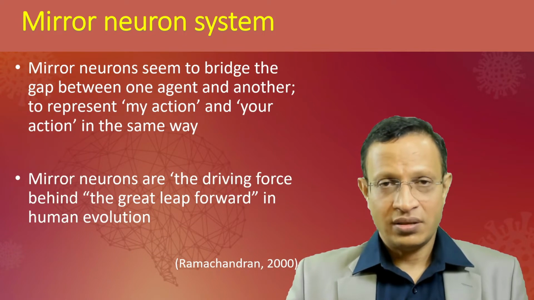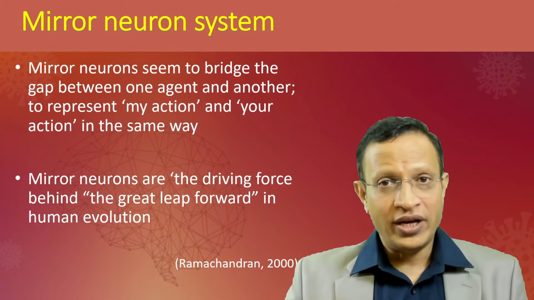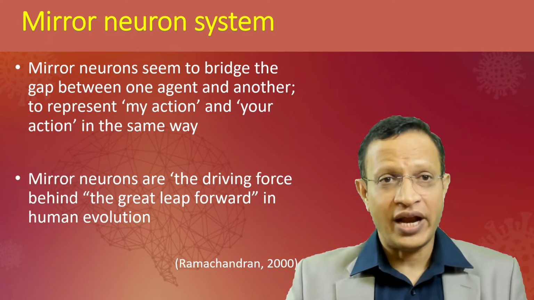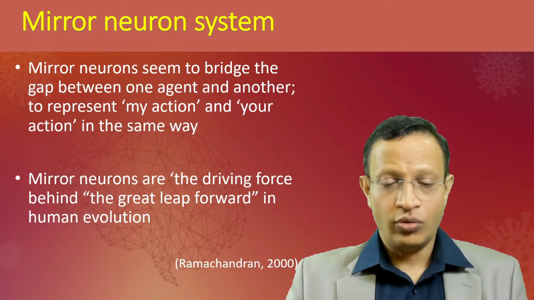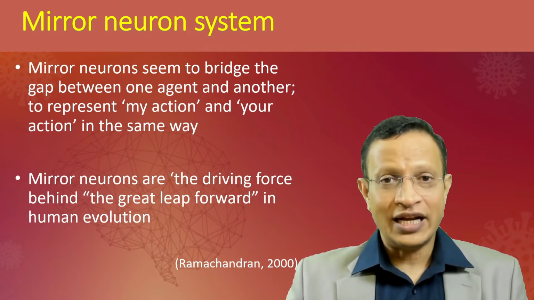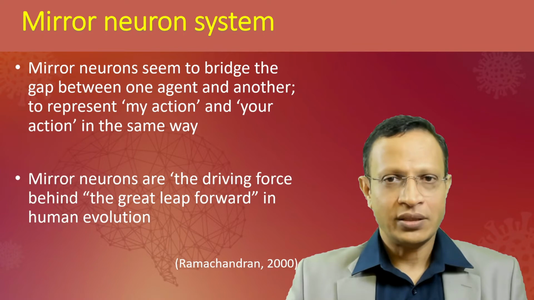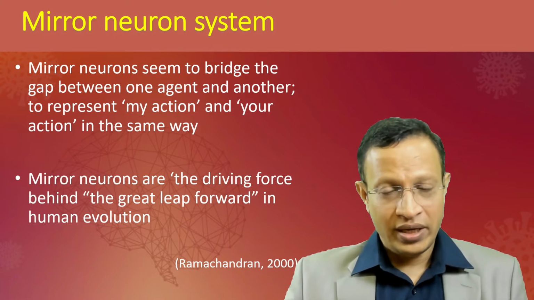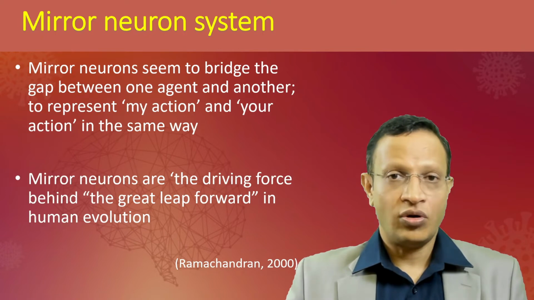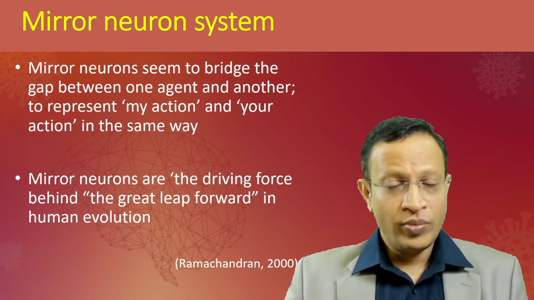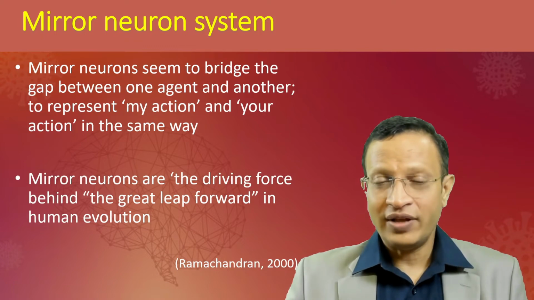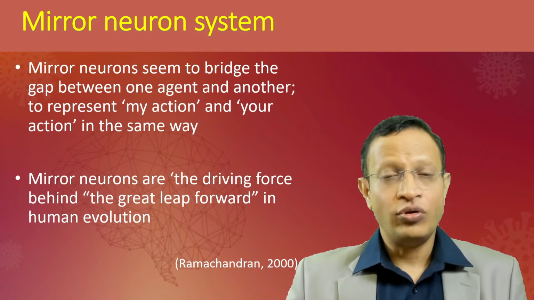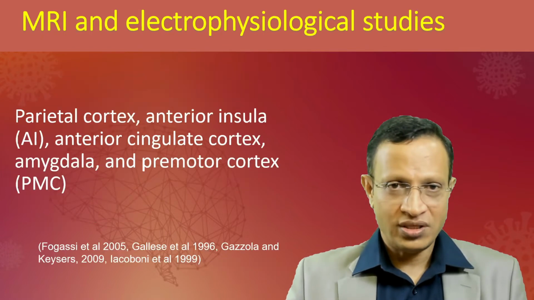Mirror neuron systems seem to bridge the gap between one agent and another, to represent my action and your action in the same way. And Ramachandran has clearly said that mirror neurons are the driving force behind the great leap forward in human evolution. That means the human being is different from animals by virtue of the mirror neuron system. That means the human need not go through the experience. By watching another person going through that, the human also will be able to feel the same pain. That means it has an evolutionary perspective with regard to the mirror neuron system.